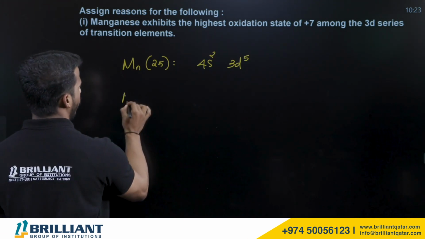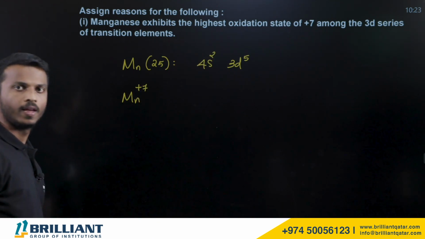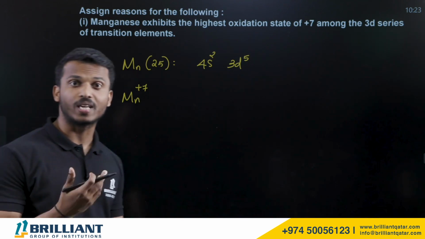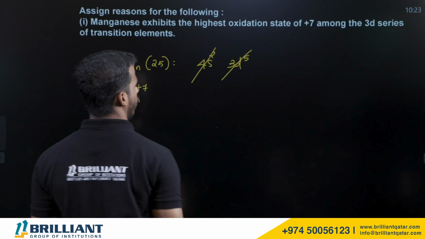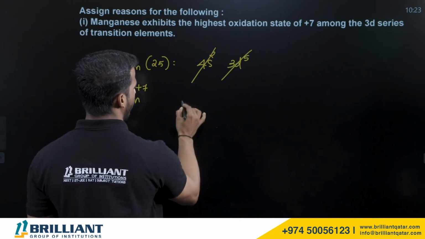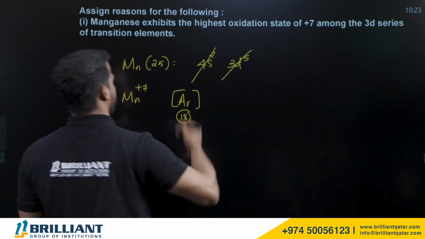Manganese mainly exhibits which oxidation state? They said +7. How can manganese acquire a +7 charge? By losing 7 electrons, right? So 2 electrons from 4s and 5 electrons from 3d. So what is the remaining one? The remaining is the argon configuration, atomic number 18.